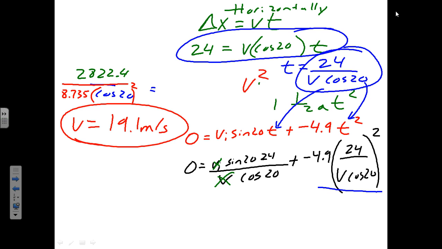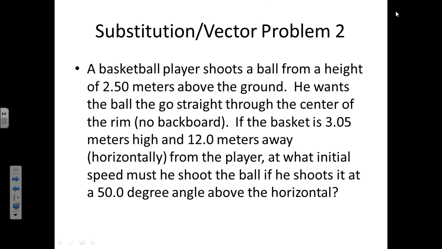Now, one more substitution problem I want to work for you. And it looks like this. Again, much like when we worked in class today. A basketball player shoots a ball from a height of 2.5 meters above the ground. He wants the ball to go straight through the center of the rim, no backboard. If the basket is 3.05 meters high and 12 meters away horizontally, at what initial speed must he shoot the ball if he shoots it at a 50-degree angle above the horizontal?